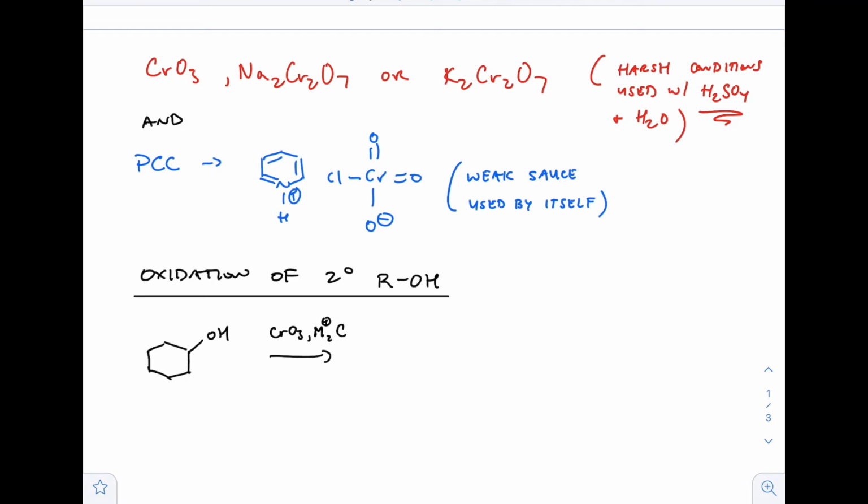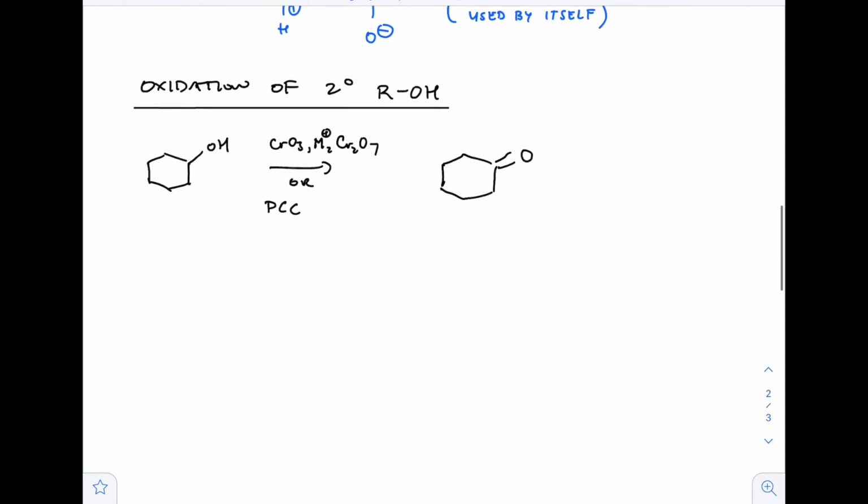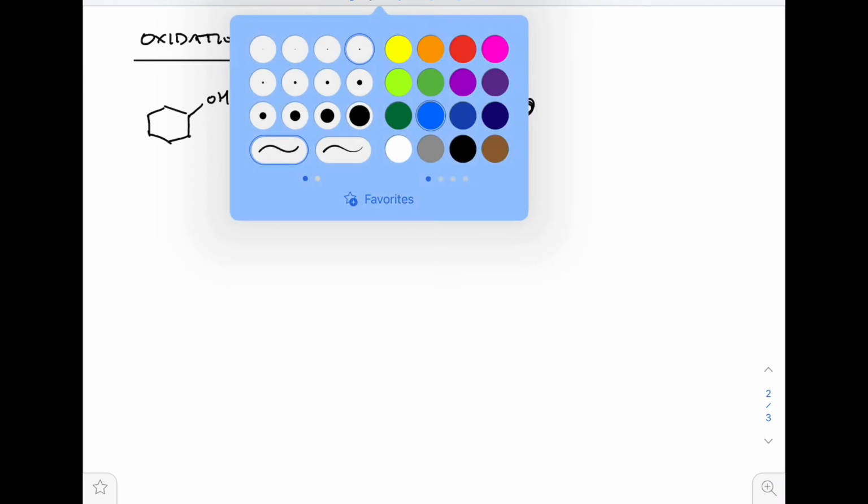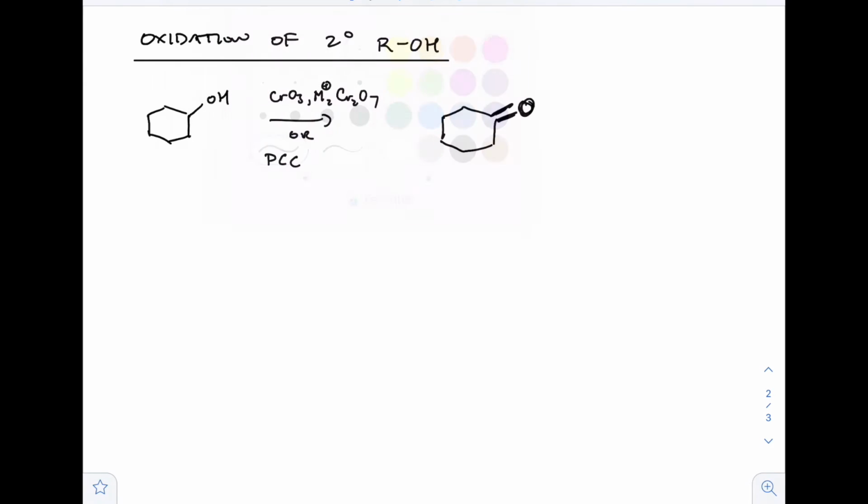I'm putting M plus here just to account for the potassium or the sodium dichromate. And then we can also throw PCC in there. Okay, so we're going to end up with this ketone compound. And that's just the general oxidation product of a secondary alcohol, right? And so in this case, PCC and the dichromate or the other chromate compounds are going to result in the same compound, which is a ketone.